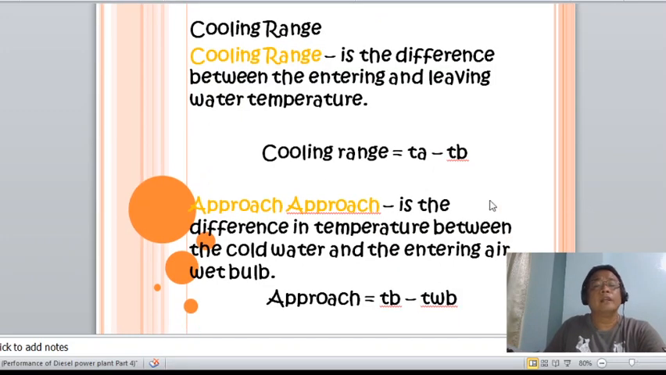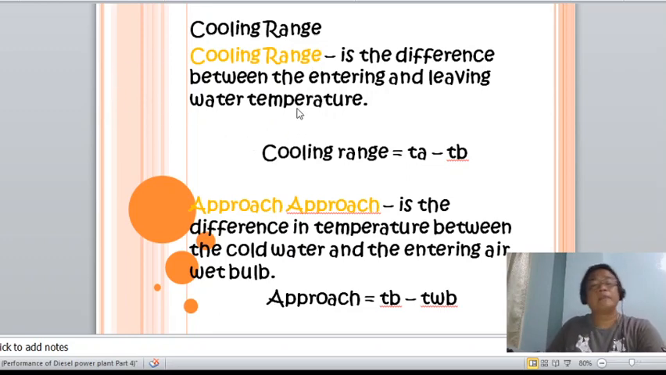So we have some terms or definitions in the cooling tower. First is the cooling range. What is a cooling range? Cooling range is the difference between the entering and leaving water temperature. Entering is at point 3 and leaving is at point 4, so the difference of that is now called the cooling range.